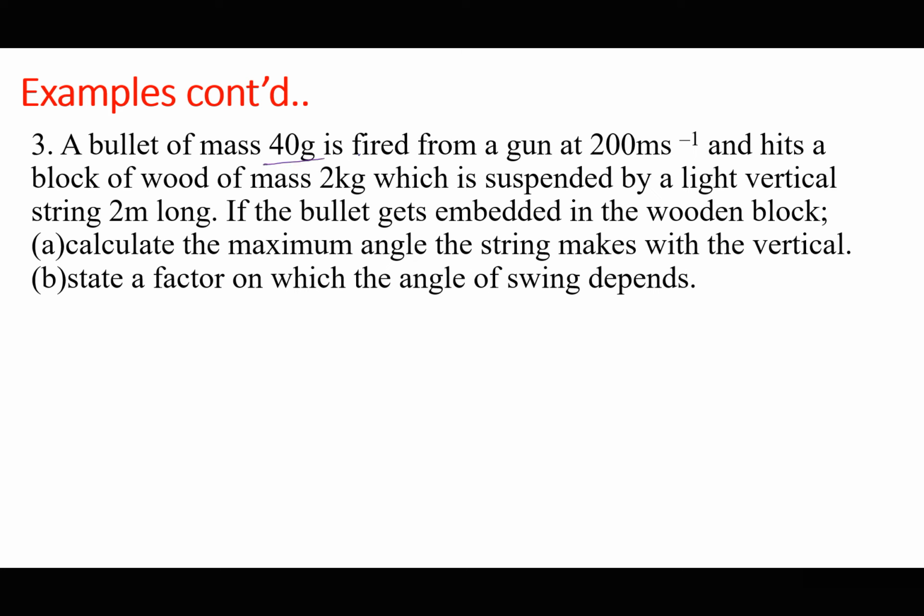A bullet of mass 40 grams is fired from a gun at 200 meters per second and hits a block of wood of mass 2 kilograms. So the mass of the block is 2 kilograms. If the bullet gets embedded in the wooden block, calculate the maximum angle the string makes with the vertical. State a factor on which the angle of the string depends.